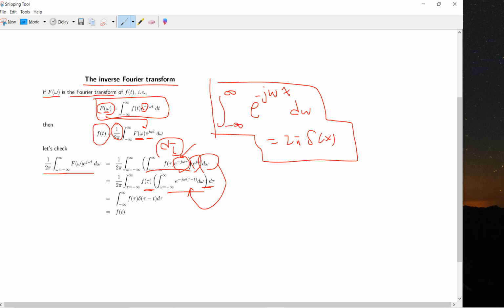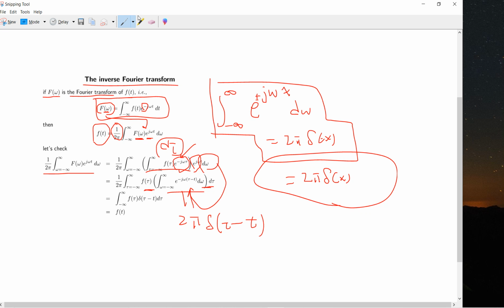If there's a minus sign here, the delta is basically an even function. So even though this is plus or minus, it does not give any difference. The equation is always 2 pi delta of x, right? So this is just 2 pi delta of tau minus t. But you see that the 2 pi cancels, so you get f of tau, delta of tau minus t, d tau. When you integrate over tau, you just ignore this delta function and replace tau with t. So finally you get f of t.